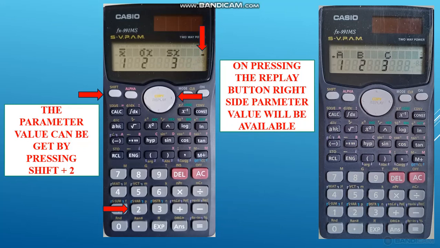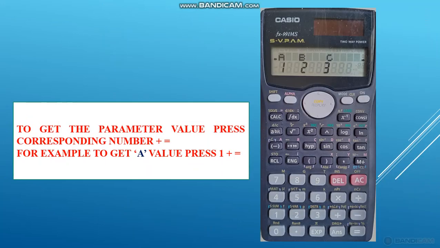So to get the parameter value, you want to press shift plus 2, and you want to go right side of the replay button. If you go right side, you will get the a, b, and c values. So to get the parameter value, press corresponding number plus equal to.